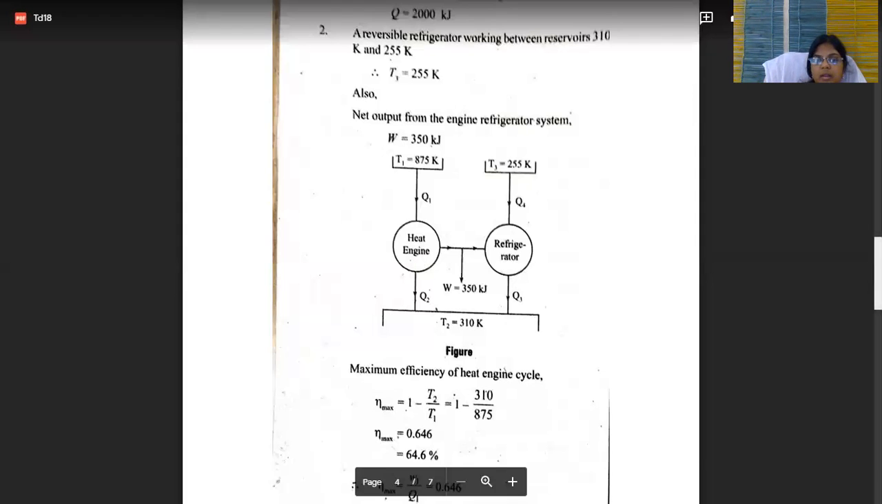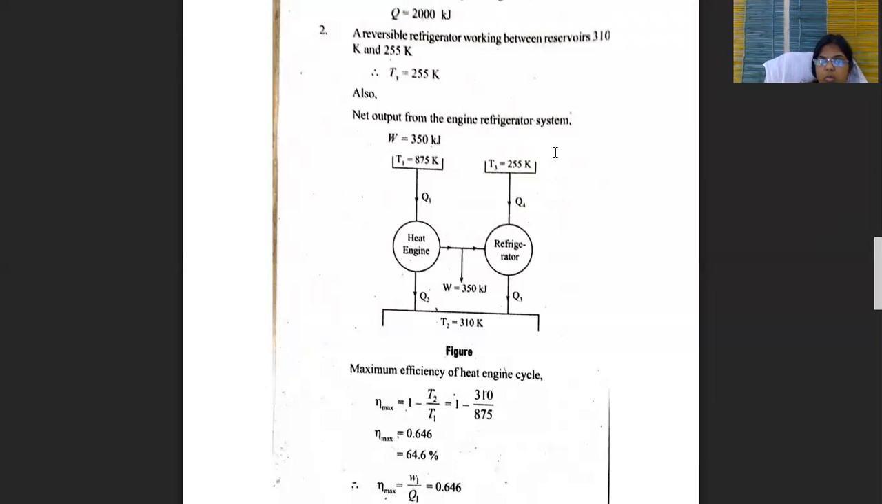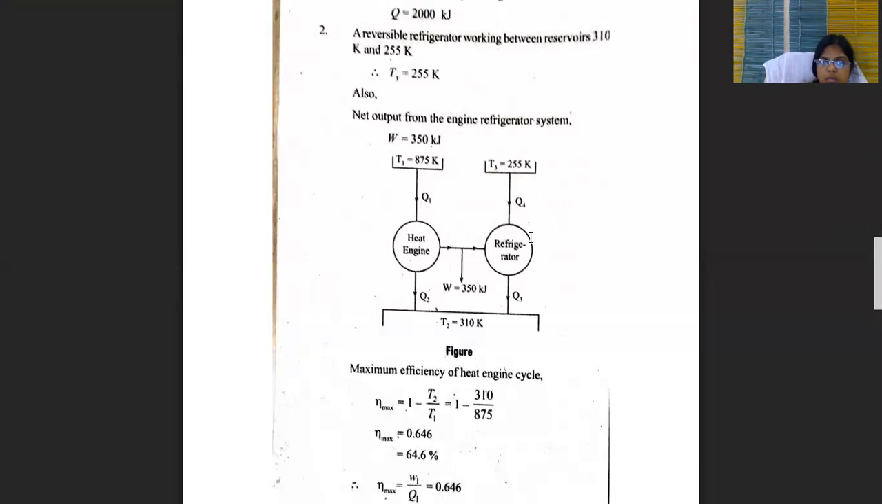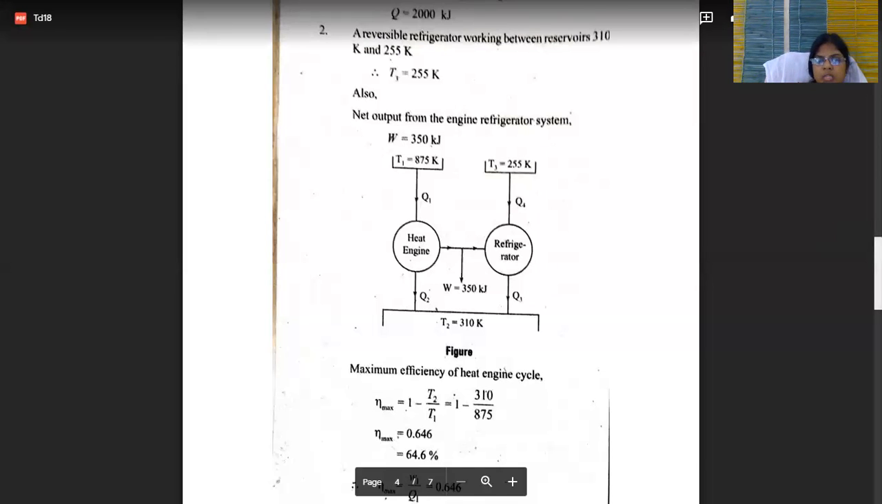Now we are going to calculate what is the cooling effect of the refrigerator. When it maintains the lower temperature, where the temperature is maintained very low, that is the cooling effect of a refrigerator. In this diagram, this is the refrigerator working. So which maintains the lower temperature? 255 maintains the low temperature. So where it maintains the low temperature, at that place we have the cooling effect. So what is our formula?